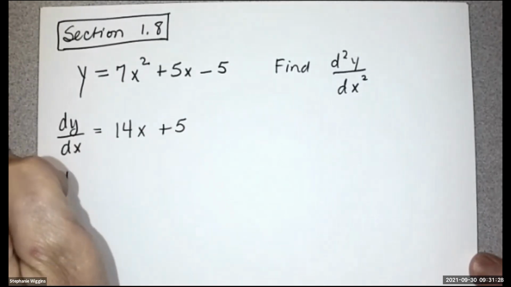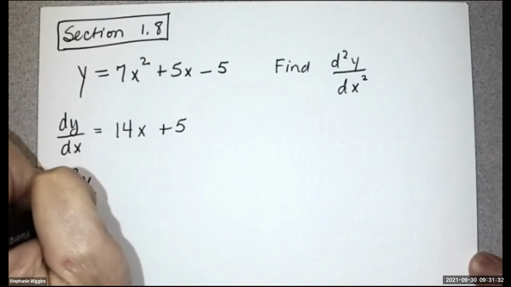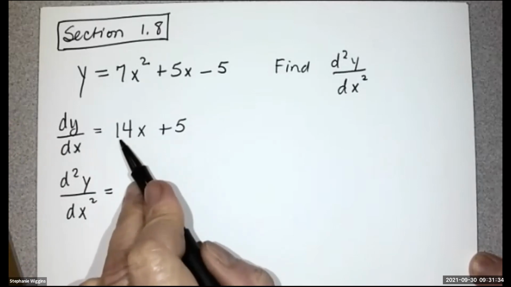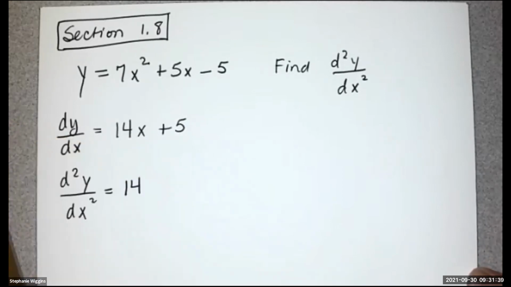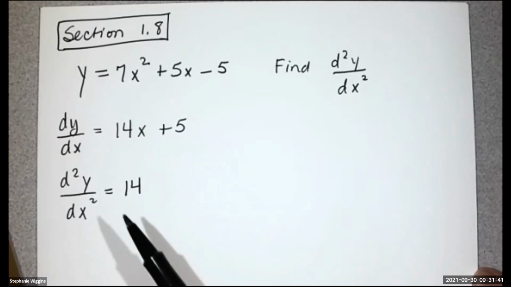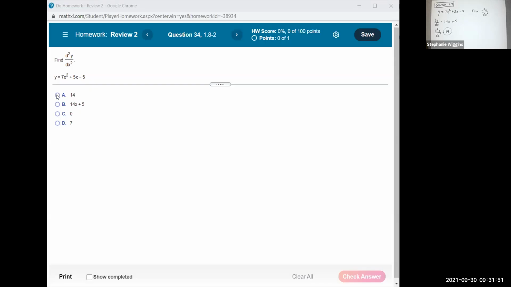If I take the derivative of that, I get d squared y dx squared. The derivative of 14x plus 5 is a linear function, so it would just be the slope. The derivative of a linear function is its slope. So there we have it, 14.